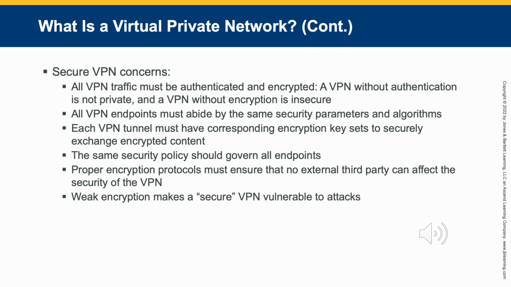Secure VPN concerns. All VPN traffic must be authenticated and encrypted. A VPN without authentication is not private, and a VPN without encryption is not secure. All VPN endpoints must abide by the same security parameters and algorithms. Each VPN tunnel must have corresponding encryption key sets to securely exchange encrypted content. The same security policy should govern all endpoints. Proper encryption protocols must ensure that no external third party can affect the security of the VPN. Weak encryption makes the secure VPN vulnerable to attacks.